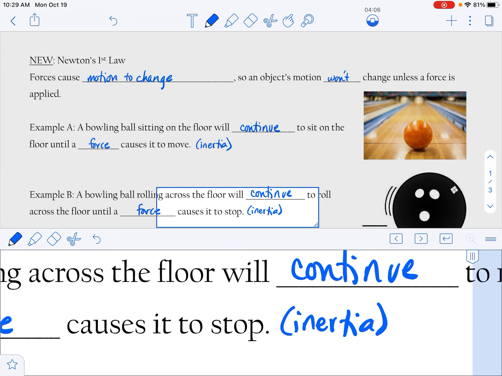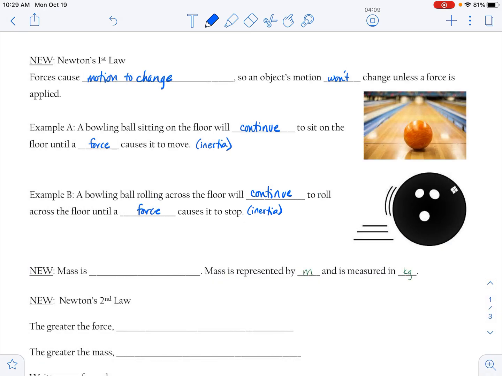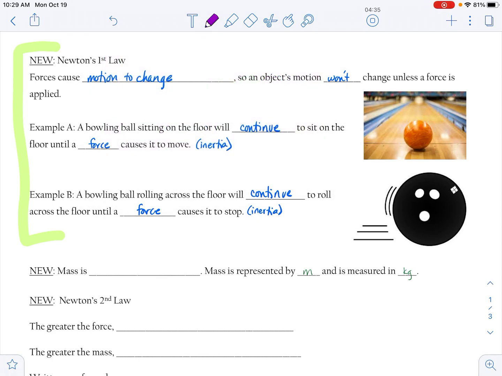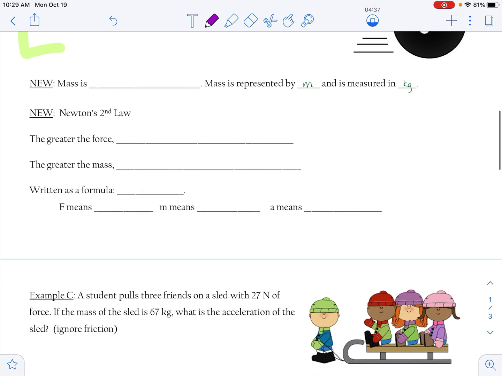All right, so we're going to stop here for just a second. This whole idea of objects moving or not moving until a force acts on them, that's Newton's first law. And so I want you to pause the video for just a minute. I want you to summarize that in your own words. And off to the side, if you have any questions, go ahead and write them down and we can talk about them in class next time. All right, so let's keep going.